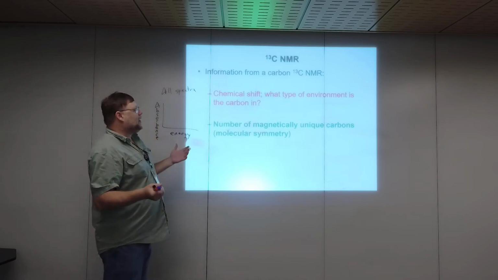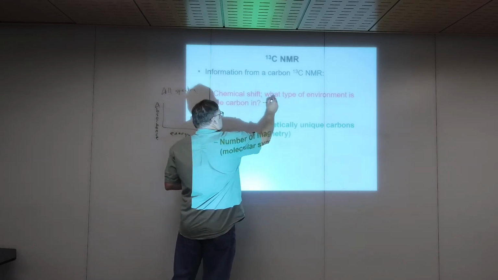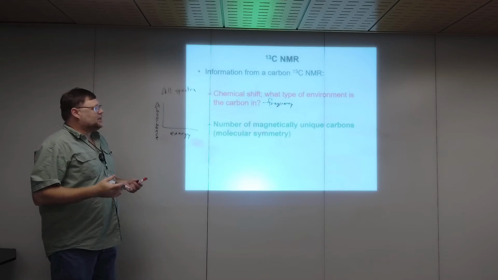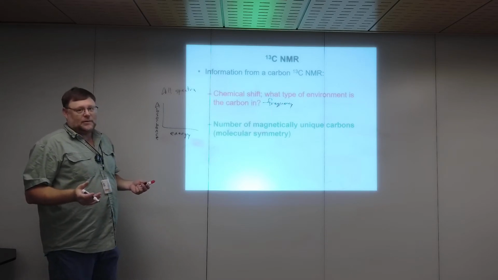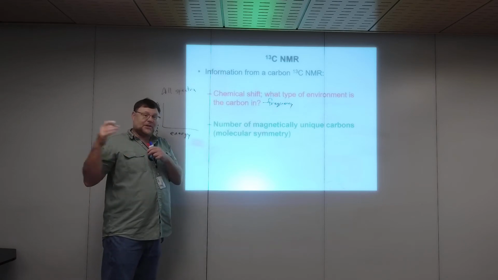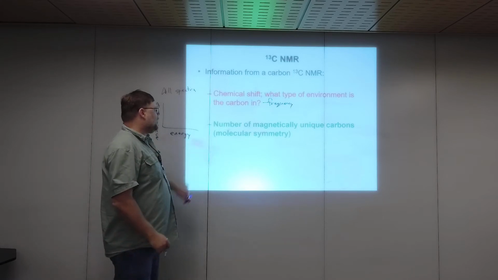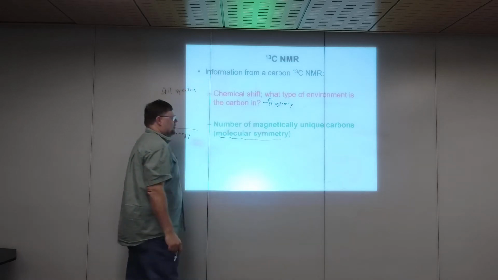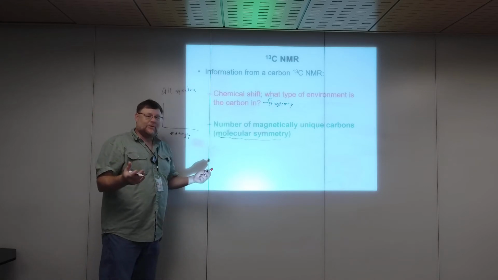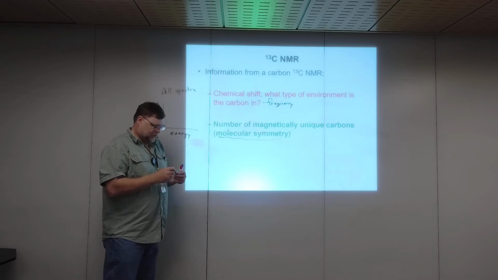All right. So what do we get from a C13 NMR? Well, we get chemical shift. This is frequency. And what that's going to tell us is what type of environment the carbon is in. So is it in a double bond? Is it in a double bond with oxygen? Is it next to an OH? Is it bonded to a carbon? Is it bonded to an OH? And then the other thing we get is information about molecular symmetry. We get the number of magnetically unique carbons. So a molecule may have 10 carbons, but 4 of them are the same, and so we only get 6 signals. We'll see that more in a minute too.